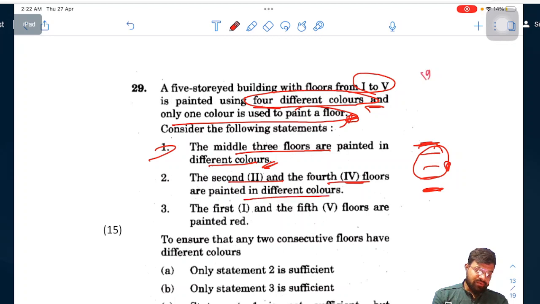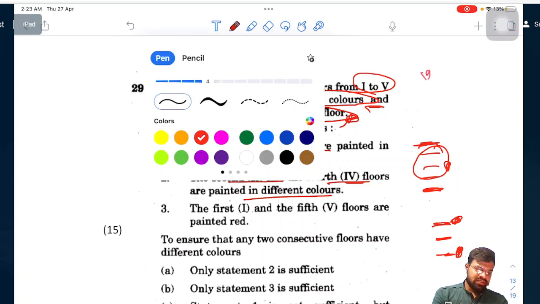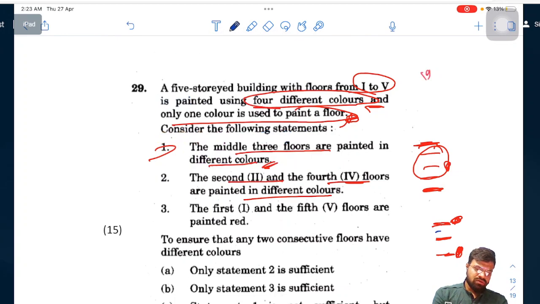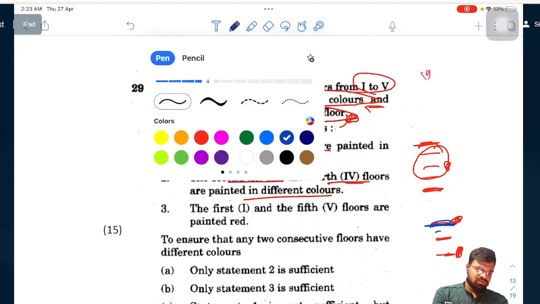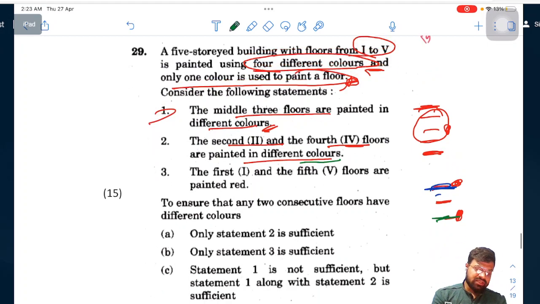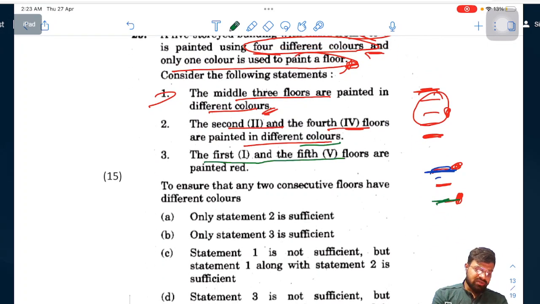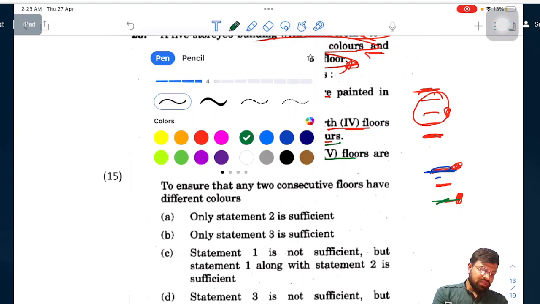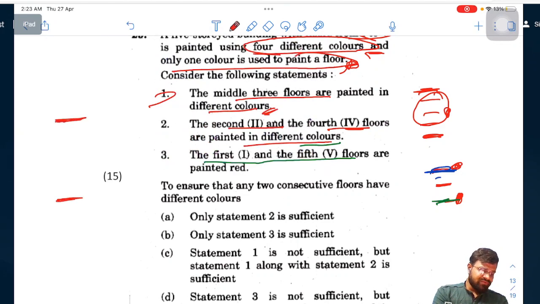The second and the fourth floor are painted in different colors. So the second, third, and fourth, let's say this is blue and this is green. This is the information coming out from statement two. Now, the first and fifth floor are painted red. Now they have given some specific thing. So the first and fifth floor are painted red. Now the middle floors will be, let's say, three more colors.